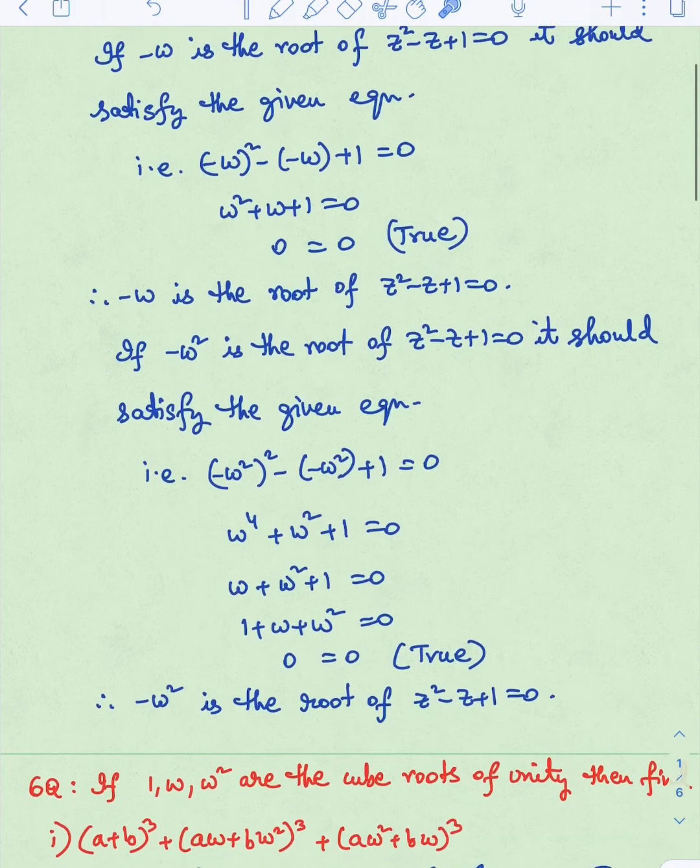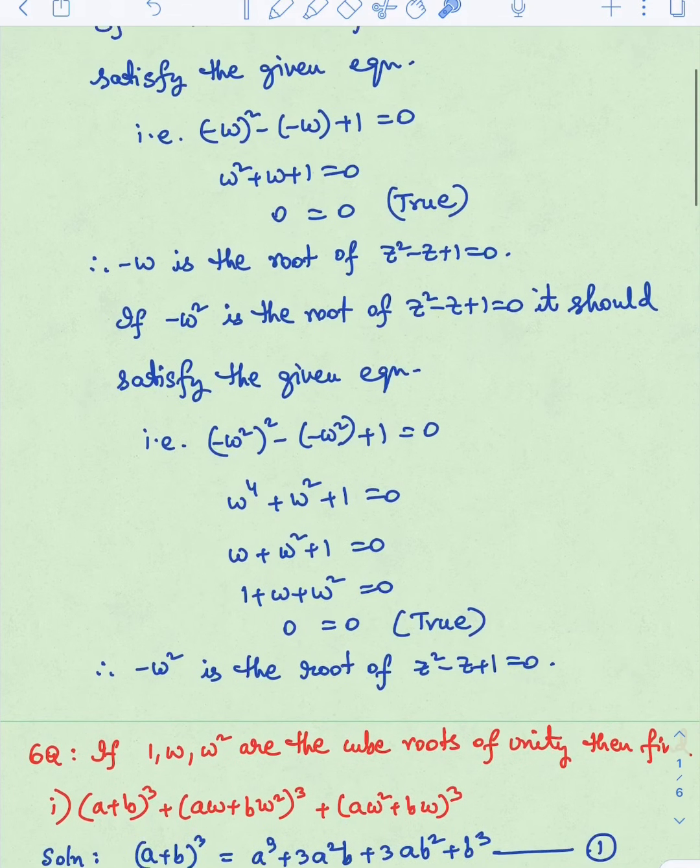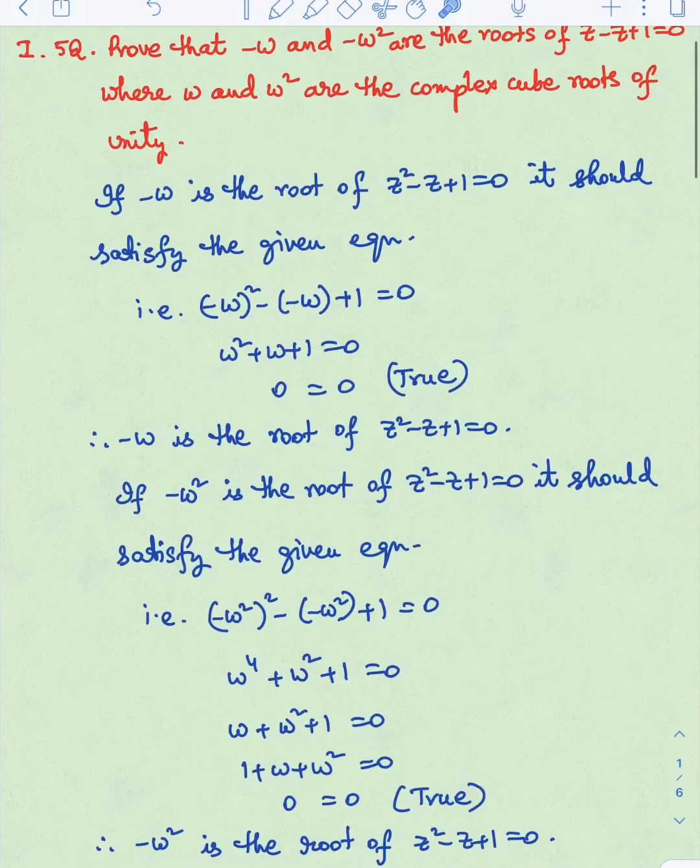So then you get this one. Minus omega square whole square minus omega square plus 1 is equal to 0. What happened? Minus into minus will become plus here, omega power 4, plus omega square plus 1 is equal to 0. What is omega power 4? Omega power 4 is nothing but omega cube into omega, which is equal to omega. Why? Because omega cube is 1. So in place of omega power 4 we can write omega.